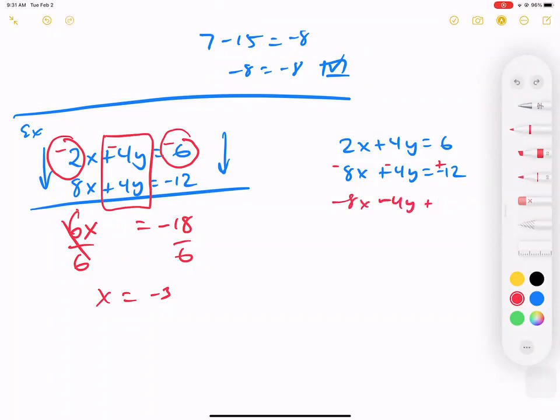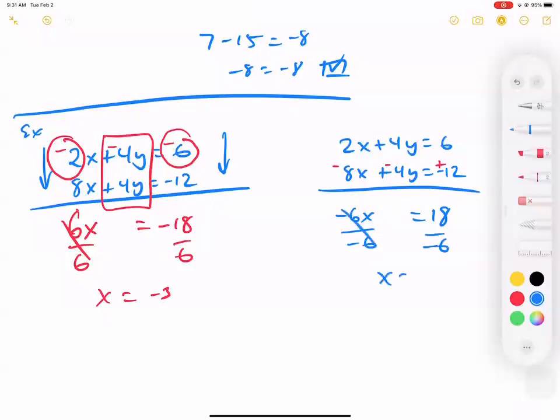But my point is, don't you want to save a little bit of time? So I'm just going to change the sign, if it's just a simple sign change. Let's see if it comes out the same. 2 minus 8 is negative 6x. 4y minus 4y cancels out. And 6 plus 12 is 18. We end up with almost the exact same situation, except for the sign. x is equal to negative 3.